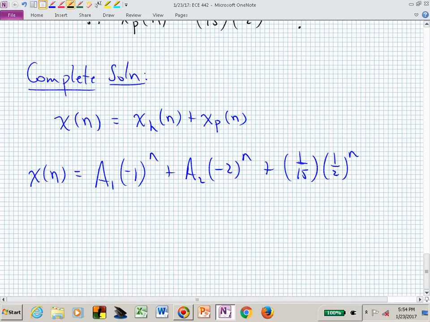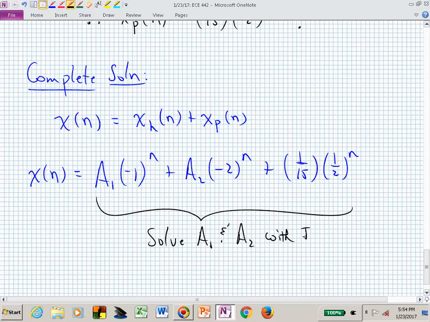We're going to assume that we had the same initial conditions as before. I didn't say that going in, but now we would use the initial conditions given to us and solve for A1 and A2. We had 2 initial conditions. We can use those to solve for A1 and A2. We can now say solve A1 and a sub 2 with the initial conditions.